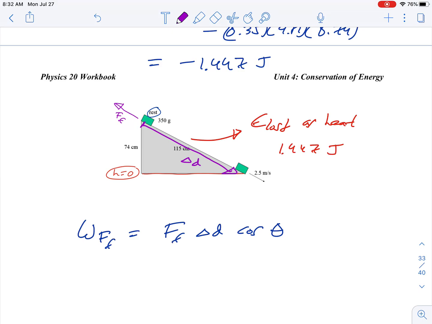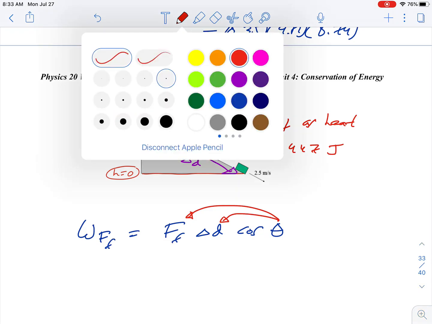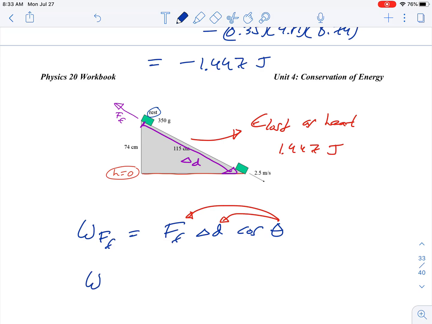And for cos theta, you might be tempted to use the angle for the incline, but remember, that's not what theta represents. Theta is the angle between F and delta D, between the force and the motion. Because the force goes exactly opposite to the motion, you'll see the work is going to be negative. The work done by FF simply becomes equal to negative FF delta D. Remember, really, it's either going to be positive FD, negative FD, or 0. So don't use the angle of the incline. That's not what theta represents here.